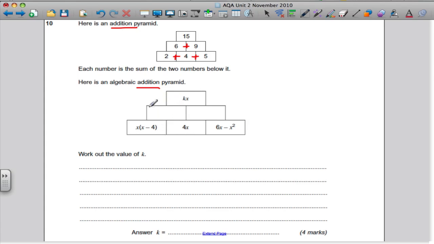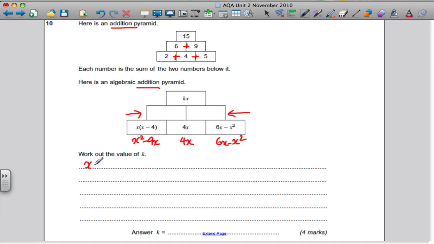Okay, well just follow your nose. Fill in that box and that box, given that you know it's an addition pyramid, and then add those two together to get you what the one above is. So let's do some working. Add this, add this. First of all, just times this out. That would be x squared minus 4x, and this here is 6x minus x squared. No need to times out, and this is 4x.